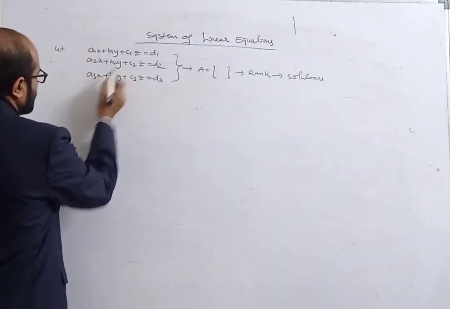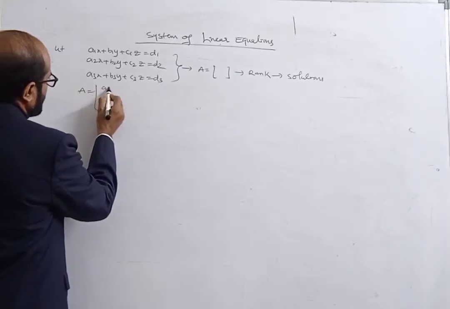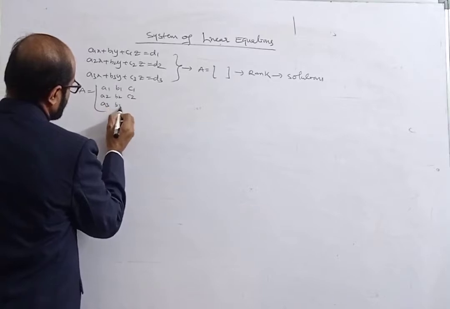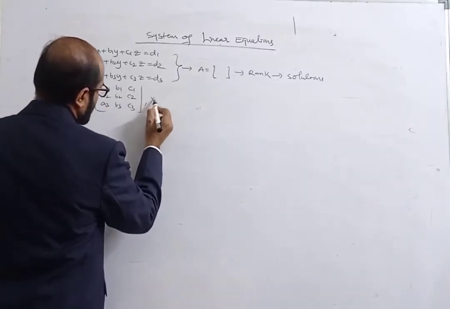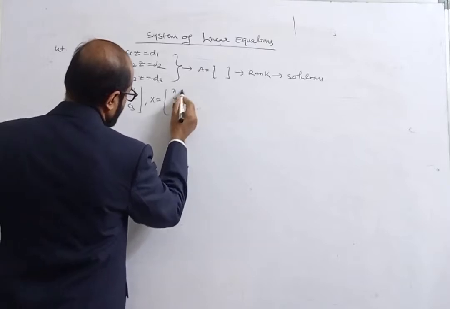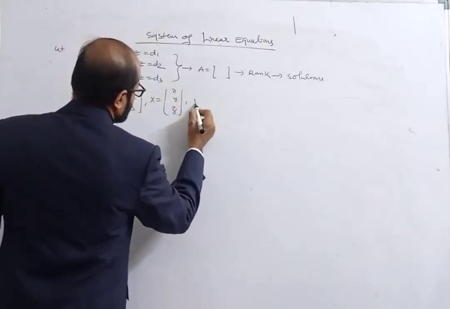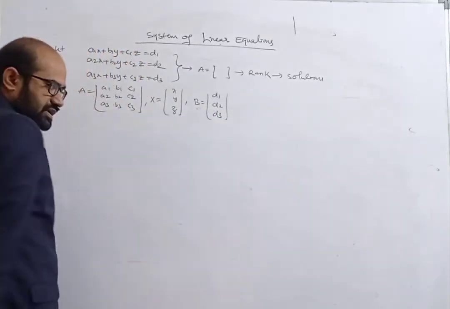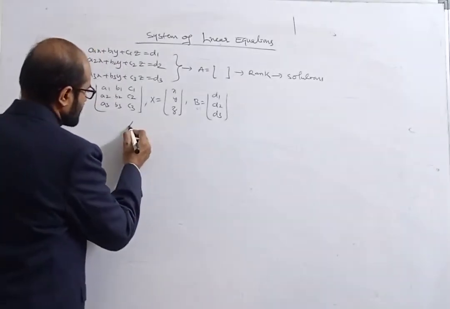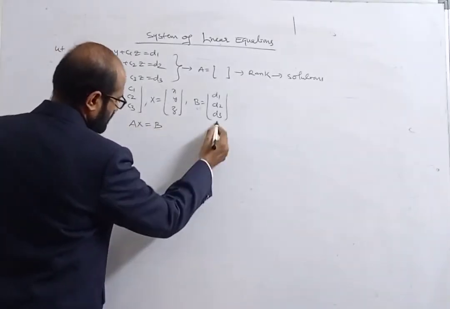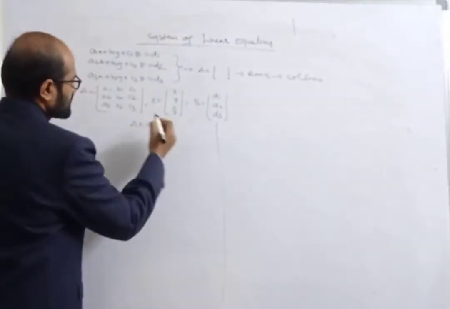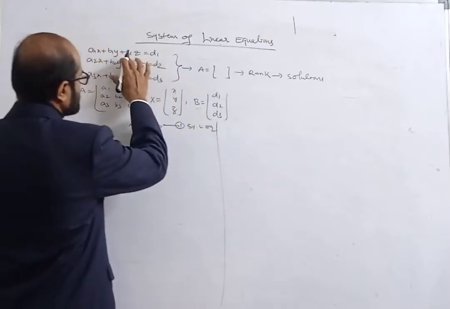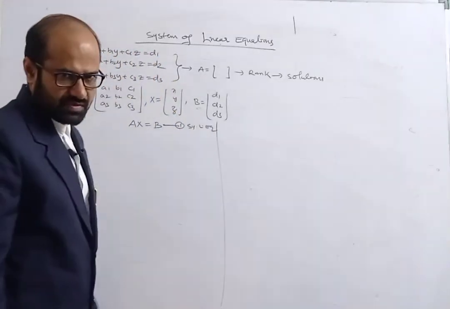Now let us see. From this I can write A equal to a1 b1 c1, a2 b2 c2, a3 b3 and c3. This is the coefficient matrix. And let X equal to x, y, z. This is the variable matrix, and some B equal to d1, d2, d3. This is the constant matrix, right? Now I can write this as AX equal to B. So AX equal to B is equation 1. This is the system of linear equations.